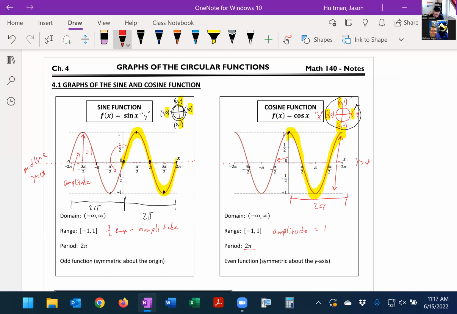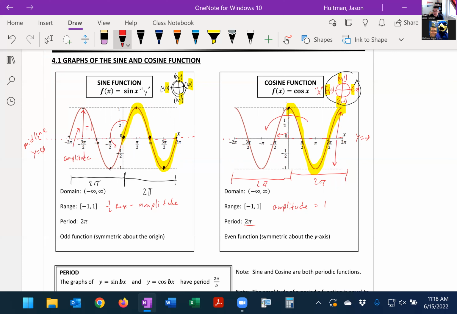And this is an even function, which means it's symmetric about the y-axis, which means that if I were to flip this across the y-axis, I would get a mirror image.